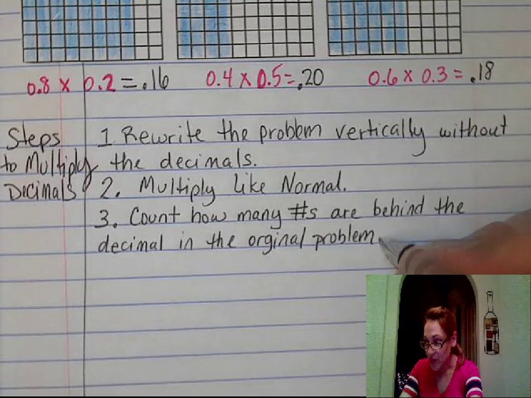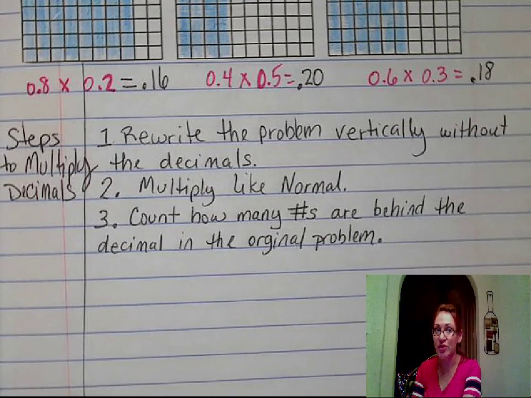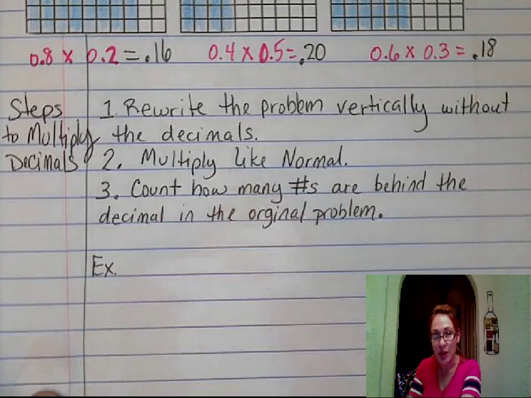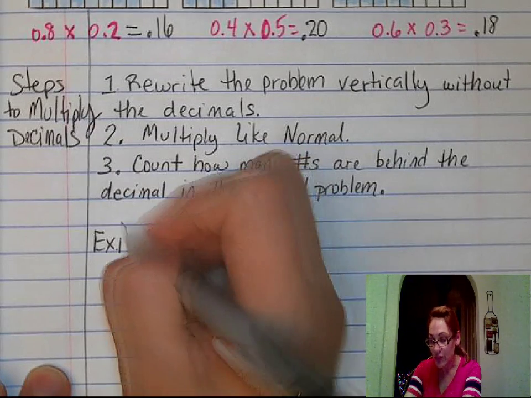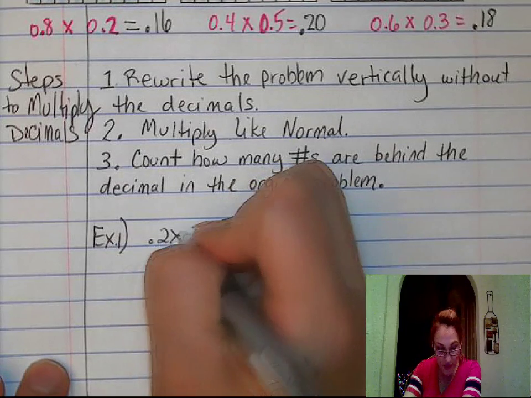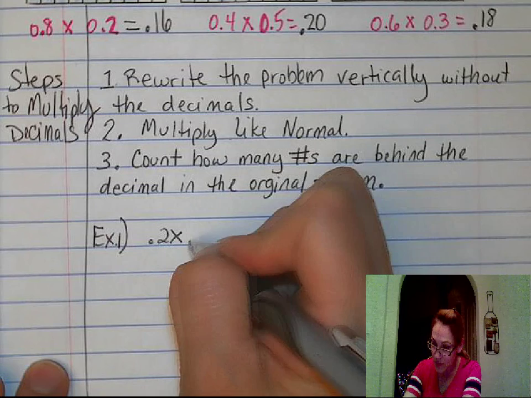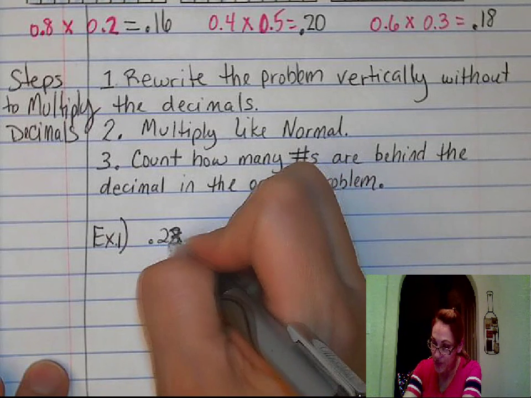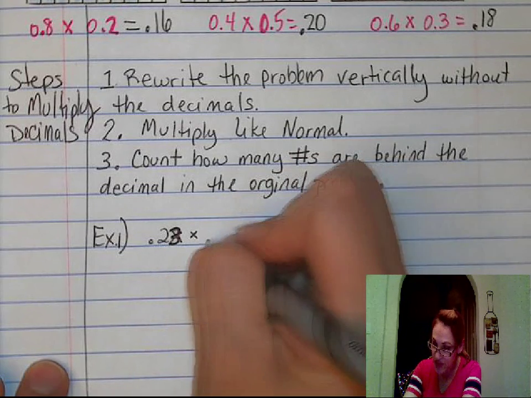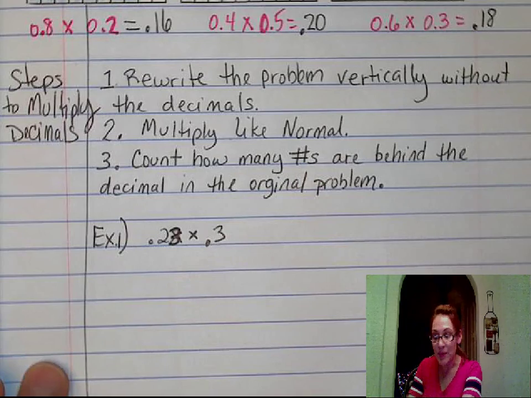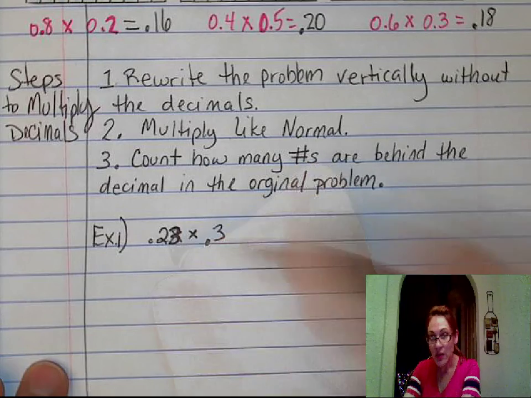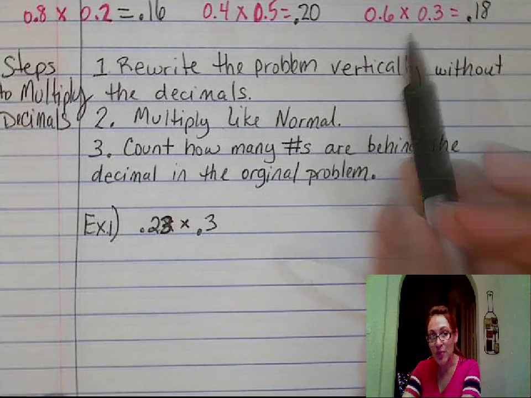So let's take a look at an example. Actually, let's take a look at a couple examples. Here we go, example 1. Let's say 23 hundredths times, why did I write an X? 23 hundredths, make sure y'all get that correct. 23 hundredths times 3/10. So step 1 says we're going to rewrite the problem vertically without the decimal.